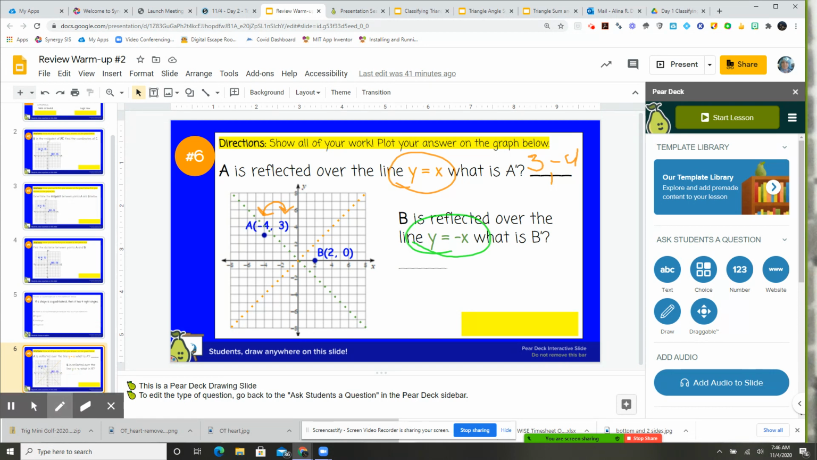What do I do with those? Flip and negate. So we're going to flip these and negate them because of that little negative sign right there. So the 0 can't be negative. I just flip it and keep it 0, but the 2 can become negative. Okay? So y equals x, you just flip. It's like the converse. And y equals -x, you flip and negate like the inverse or like the contrapositive. Okay?